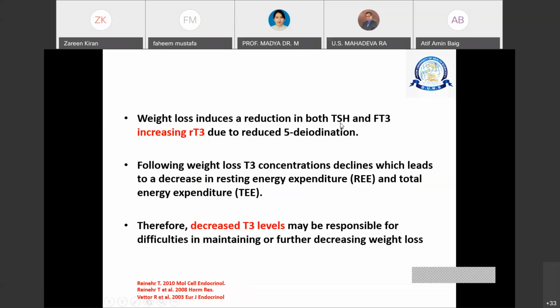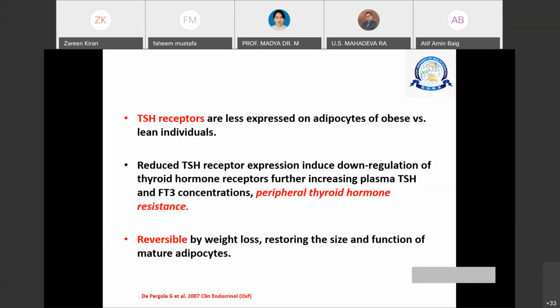TSH and free T3 go down, and in fact reverse T3 is on the rise. Following weight loss, T3 concentrations decline. This leads to a decrease in resting energy expenditure and then total energy expenditure as well. Therefore, we can say that decreased T3 levels may be responsible for difficulties in maintaining or further decreasing the weight loss. The mechanism is so closely interlinked that the slightest decrease or change in hormone level affects the weight.